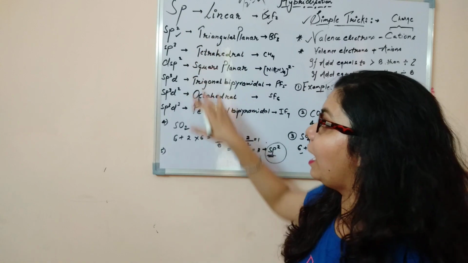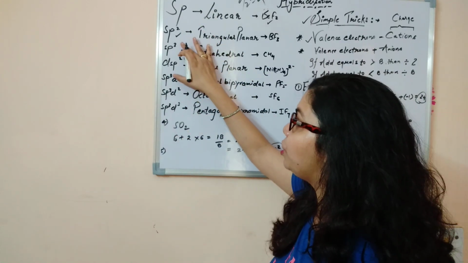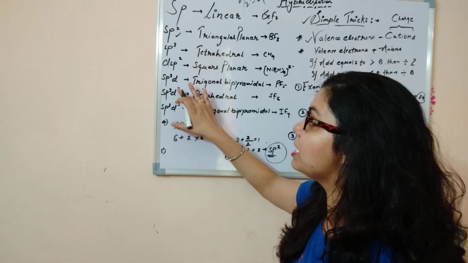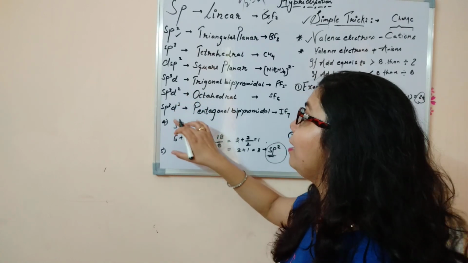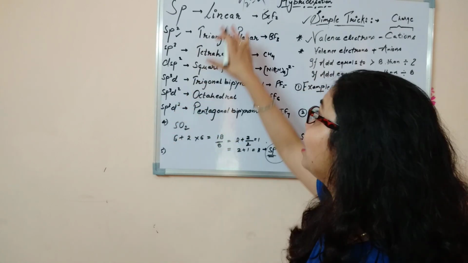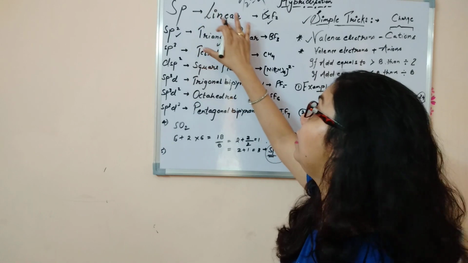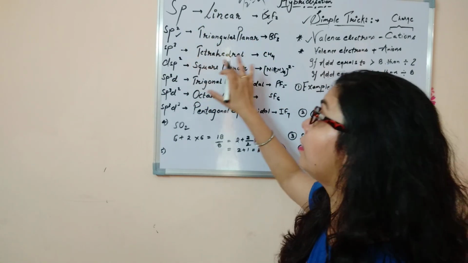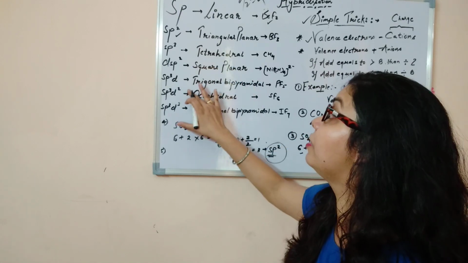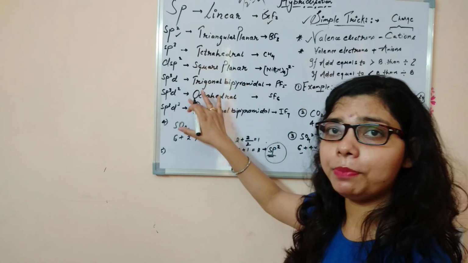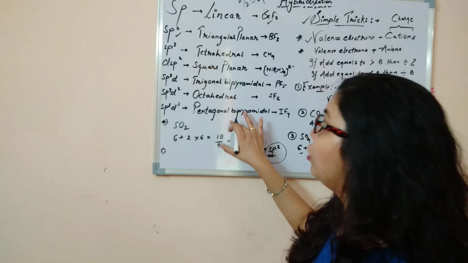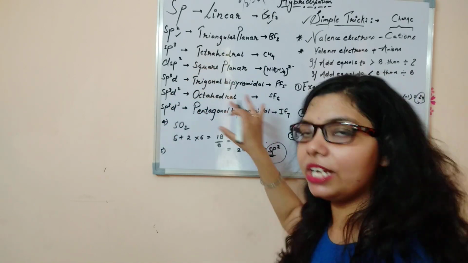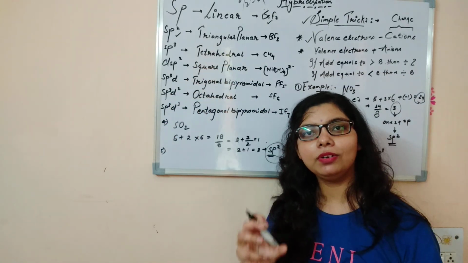Let's discuss hybridization. These are the hybridizations: sp, sp2, sp3, dsp2, sp3d, sp3d2, and sp3d3. And these are the shapes. If sp is there, then linear. Sp2 is trigonal planar, sp3 is tetrahedral, dsp2 is square planar, sp3d is trigonal bipyramidal, sp3d3 is pentagonal bipyramidal, and sp3d2 is octahedral. These are the shapes and you have to learn this.